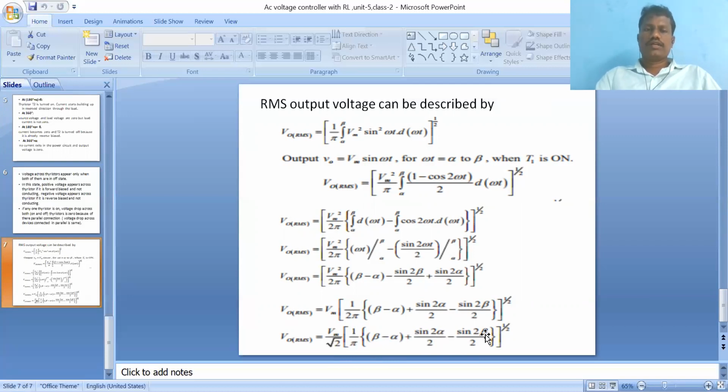Then the RMS output current is the RMS output voltage divided by the resistance, and then the power delivered to the load. Using these formulas we will solve numerical problems in the coming classes. Okay, thank you.